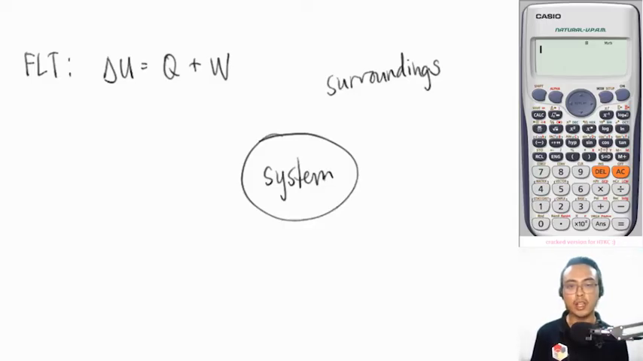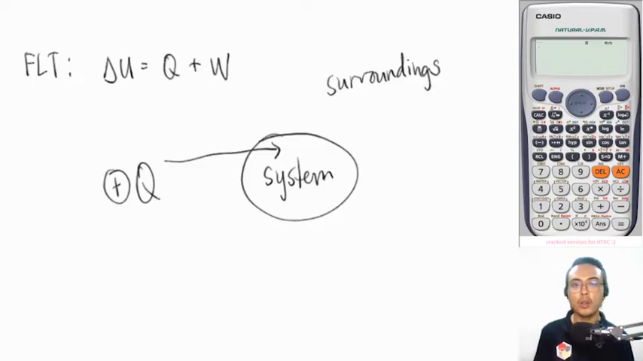So if there is heat and work involved, both heat and work will be exchanged from the system to the surroundings and vice versa. So if the flow of heat is coming from the surroundings to the system, meaning it's going into the system, we say that the heat in that case is positive. We can also say that the system is absorbing heat from the surroundings. And it is at this case wherein we call the process endothermic.